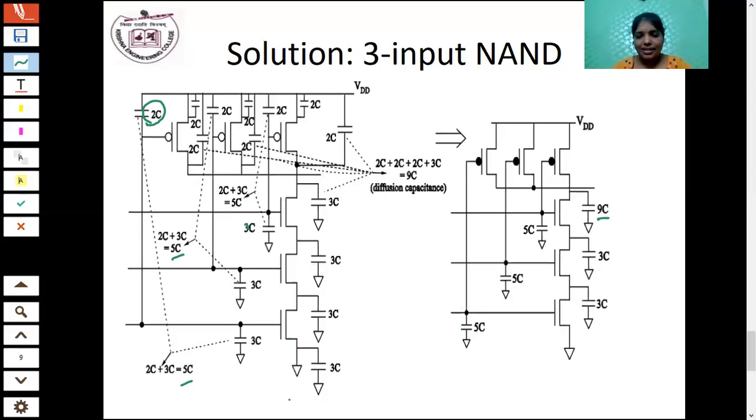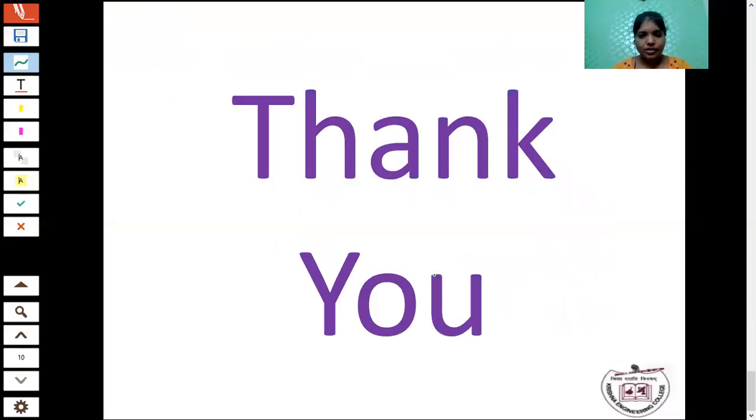So for the diffusion capacitance, just add all the values, and you will get the diffusion capacitance here. Okay. So if you want, you can mention the resistance value of PMOS as well as NMOS. Okay. So this is an example. In this way only we are going to draw the circuits. Okay. RC delay model. So thank you. In the next lecture we will see the other method to estimate the delay.